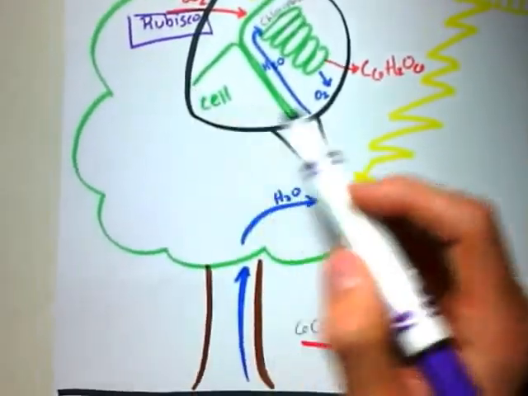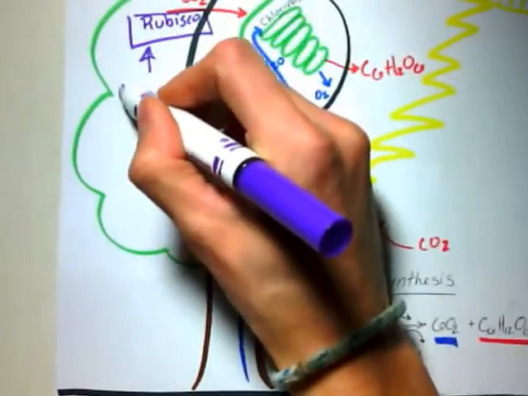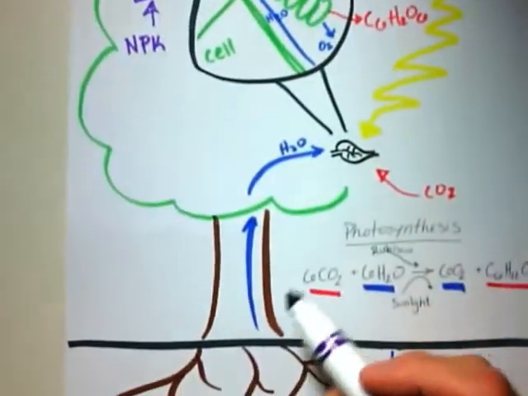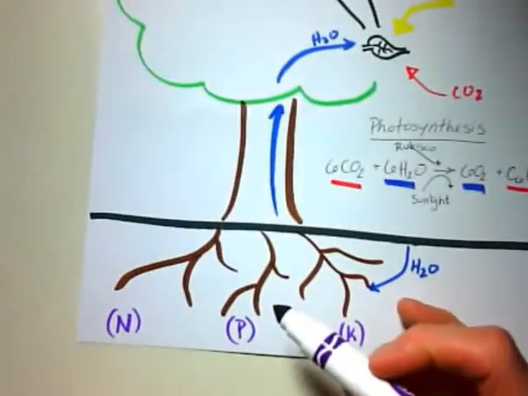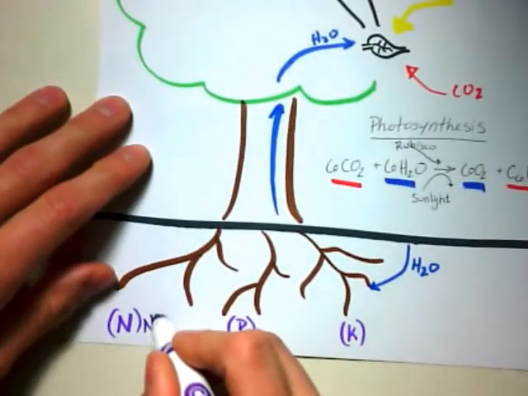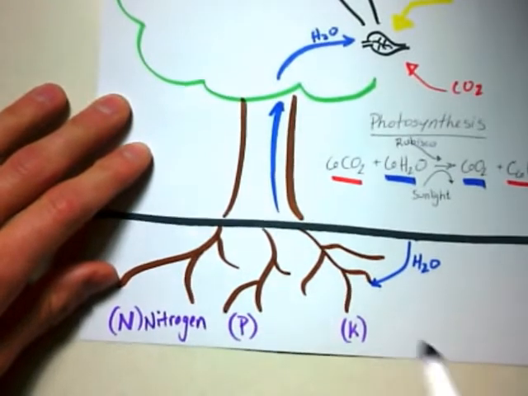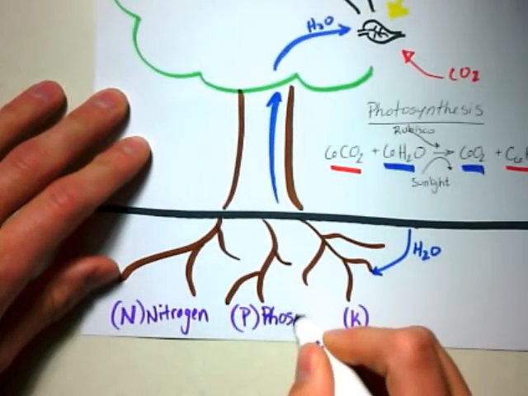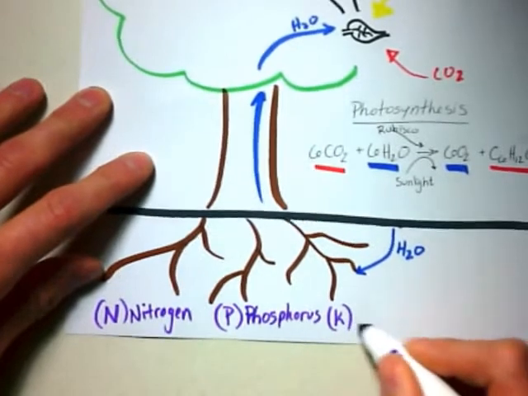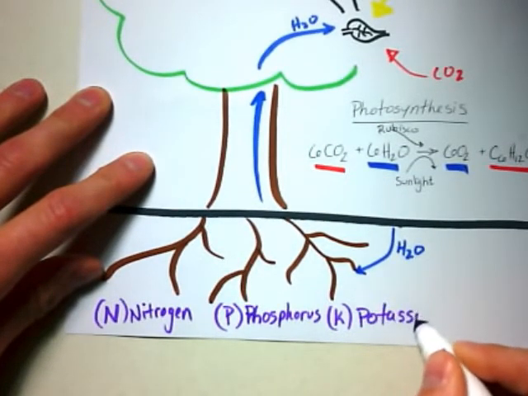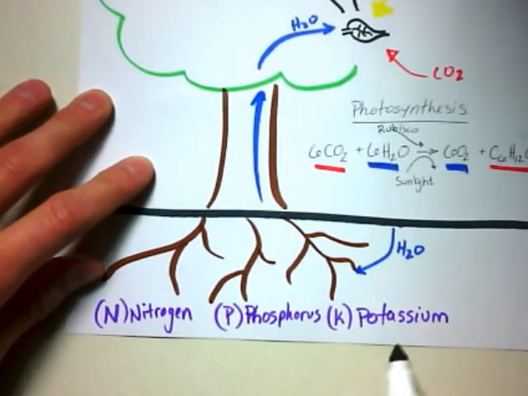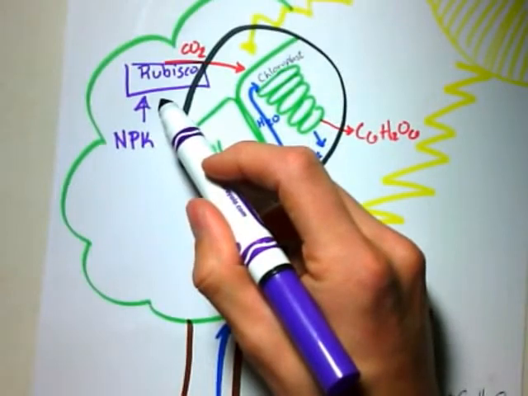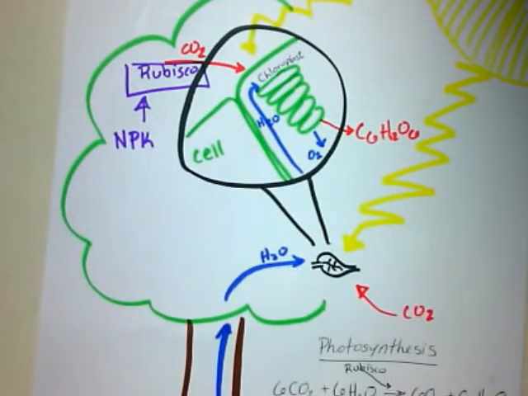This Rubisco is made of nutrients, NPK. NPK are from the fertilizers found in the soil. N stands for nitrogen. P stands for phosphorus, and K stands for potassium. That is why you need fertilizers. The fertilizers make Rubisco and other parts of the plant.